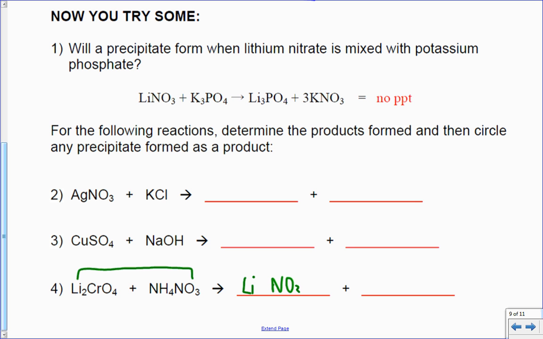LiNO3. And then I'm going to take the positive species and the negative species and put them together. That is NH4CrO4. And now I have to do a little bit of extra work actually because I got to make sure this is done right. So my reference tables tell me, the periodic table tells me that lithium is a +1 ion.